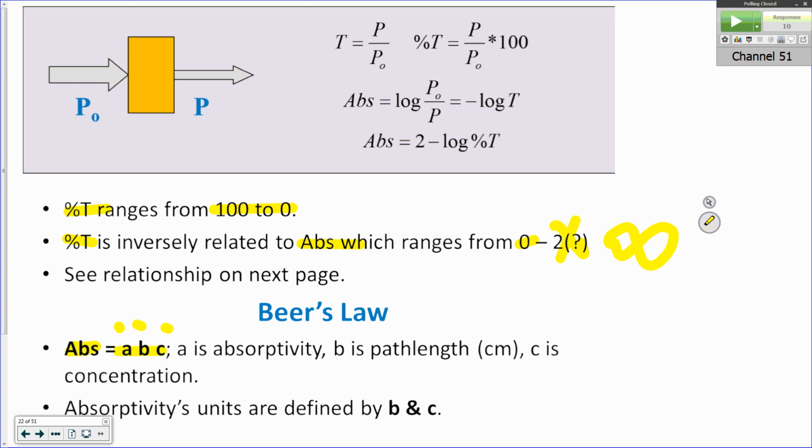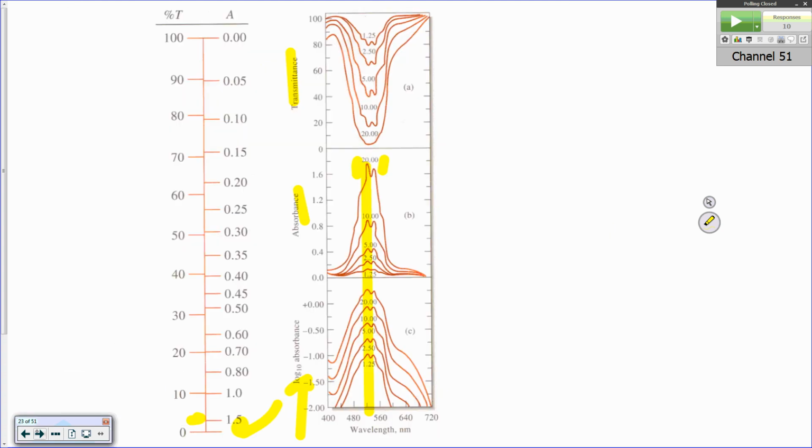And the units that you have of absorptivity are defined by whatever path length and concentration are, because absorbance is unitless. So if path length is in centimeters, that means the absorptivity is in inverse centimeters. If concentration is molar, you're going to have units of inverse molar on the absorptivity.